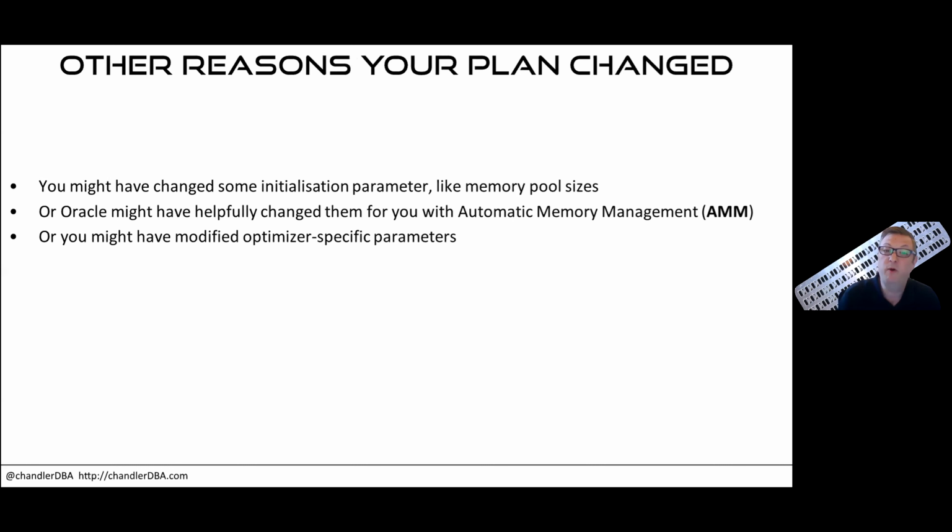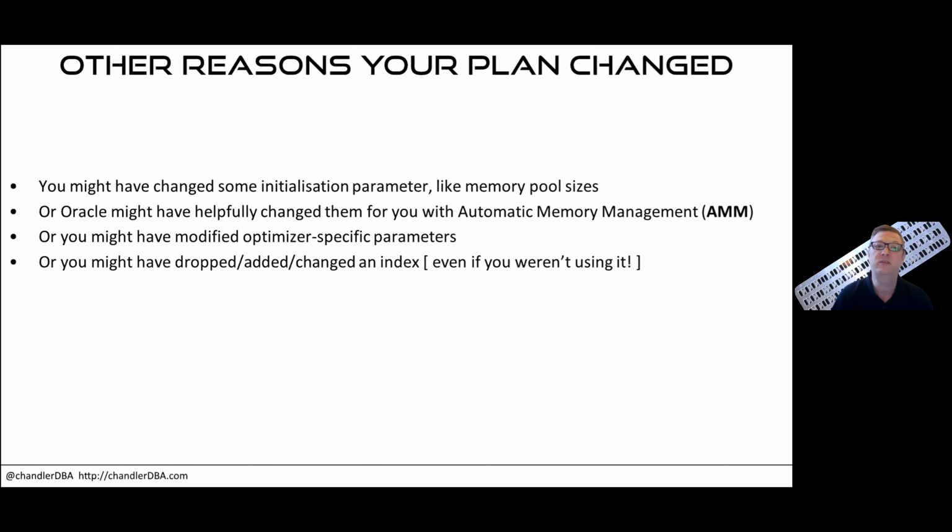I know some very big sites who are still using AMM. You might have modified some optimizer specific parameters. You might have dropped, added, or changed an index. And you might have plan changes, even if you're not using an index. So you've monitored your index, you've ensured that nothing is using that index. The index is never ever called and used. And so you drop it, and suddenly your plans change. And your plans change because Oracle might not have been using the index, but it might have been using the cardinality calculations associated with the index.